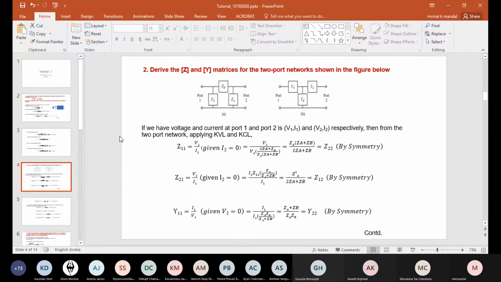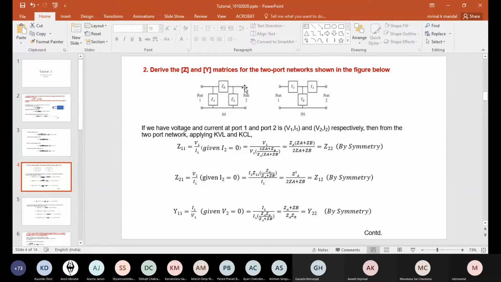Okay, next one. Derive Z and Y matrices for this given network. So we'll be using the formula directly. You know the definition of Z11. Z11 is equal to input voltage by input current, provided I2 is equal to 0.